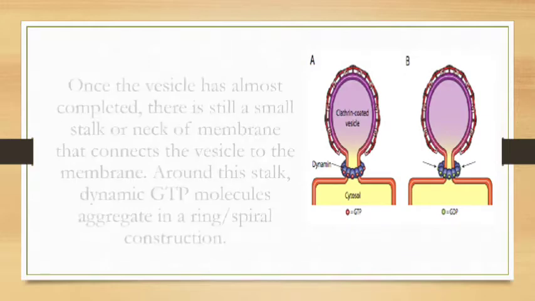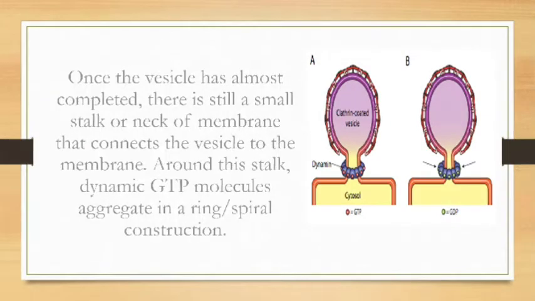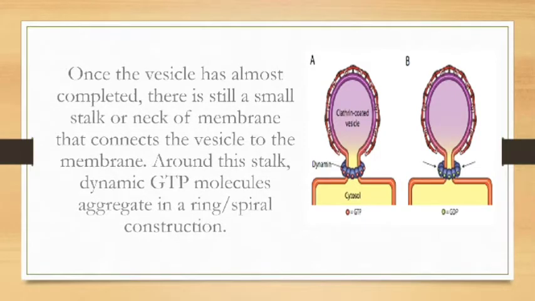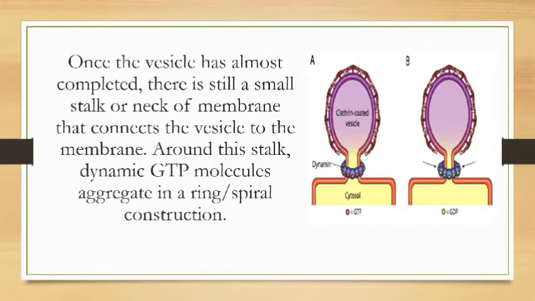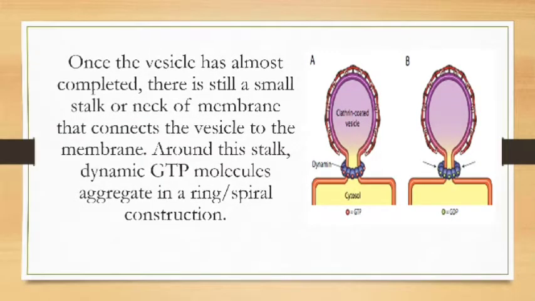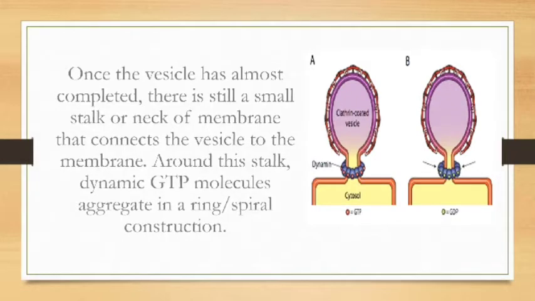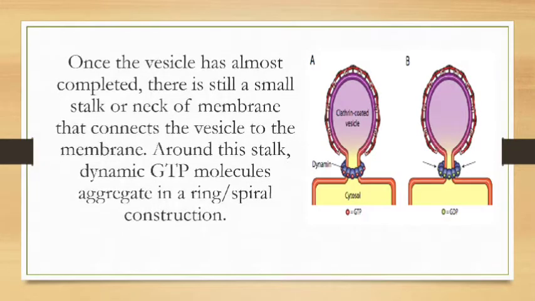Once the vesicle has almost completed, there is still a small stalk or neck of membrane that connects the vesicle to the membrane. Around this stalk, dynamin molecules aggregate in a ring or spiral construction. Dynamin molecules are globular GTPases that contract upon hydrolysis of GTP. When they associate around the vesicle stalk, each dynamin protein contracts, with a combined effect of constricting the stalk enough that the membrane pinches together, sealing off and releasing the vesicle from the originating membrane.